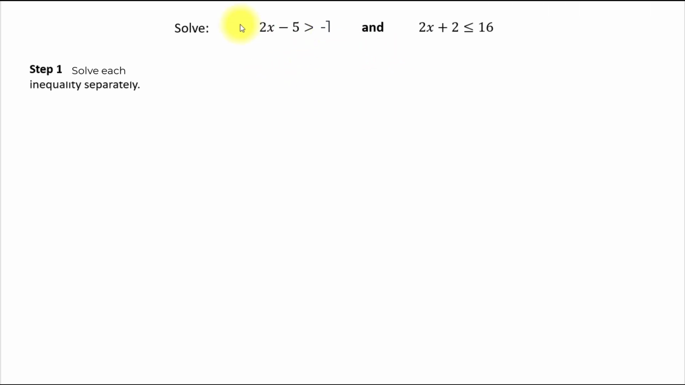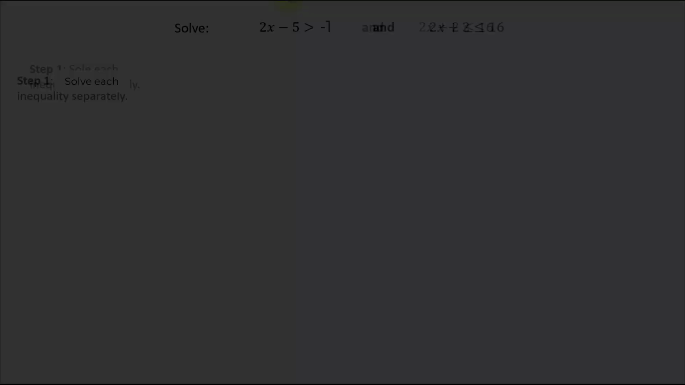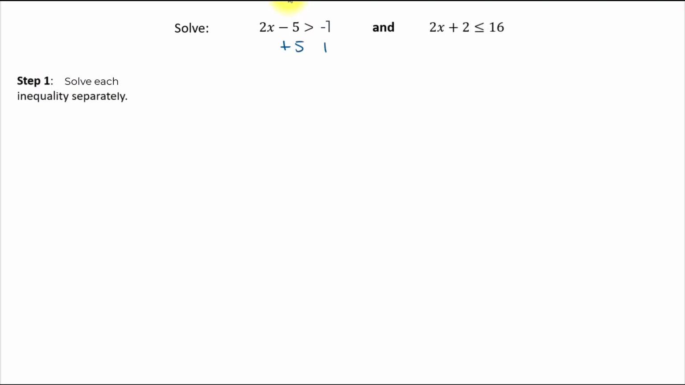To solve this inequality, we just have to get x by itself. First, I'm going to add 5 to each side. This will give me 2x greater than 4. And then I divide by 2 on the left and on the right. So I'll get x is greater than 2. Okay, so the first inequality is solved.